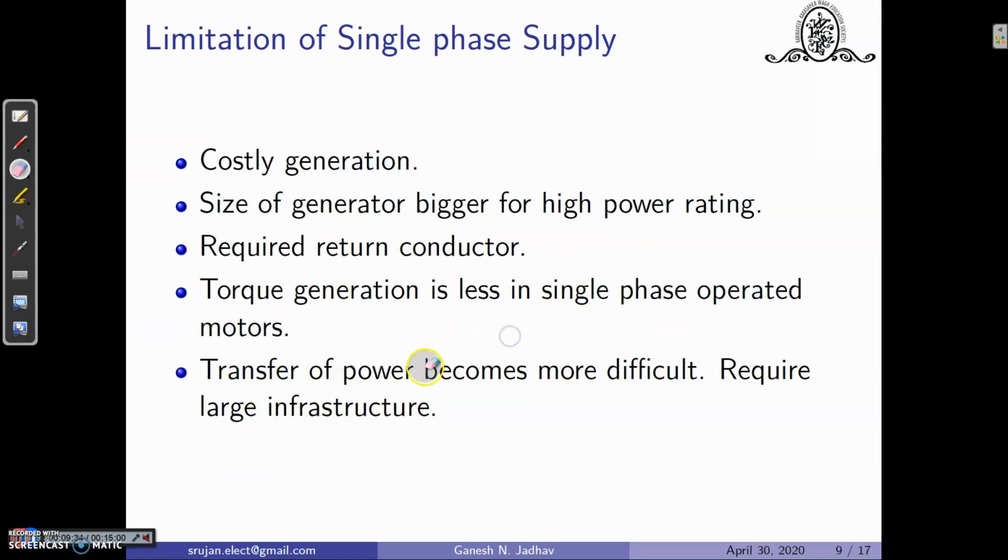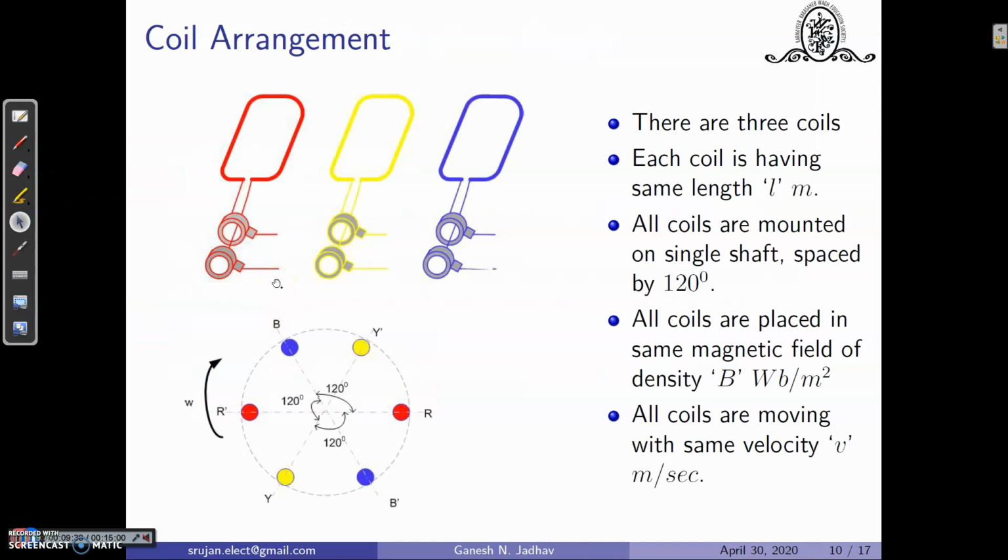Now let us understand how these three phases are generated. To understand how the three phases are generated, I require three coils. See, this is coil 1 which I am indicating by a red color, coil 2 which is indicated by a yellow color, and coil 3 is indicated by a blue color. Why am I using these colors? Because these are the base colors. Each coil end is connected to separate slip rings.